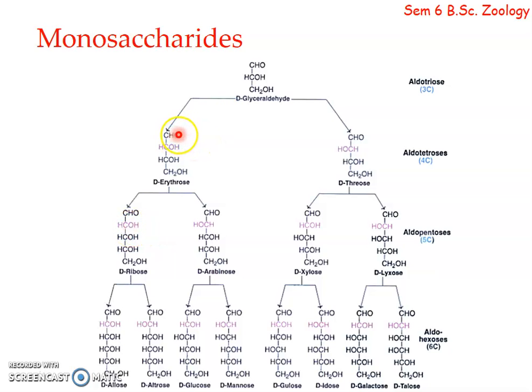You can see CHO, HCOH, HCOH, HCOH, HCOH, CH2OH. Here also HCOH, HCOH, CH2OH. What we have added is another HCOH in between the first and the second of the erythrose. Clear? And it can be in two forms, where the hydroxyl group is on the right side and another where it is on the left side. So it forms D-ribose and D-arabinose.